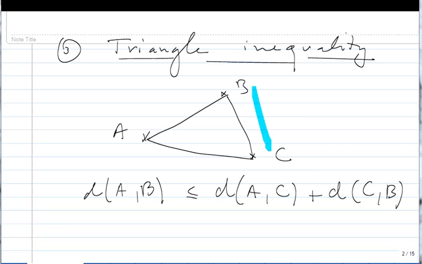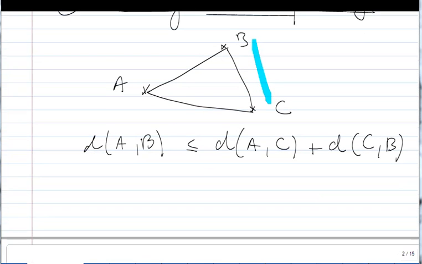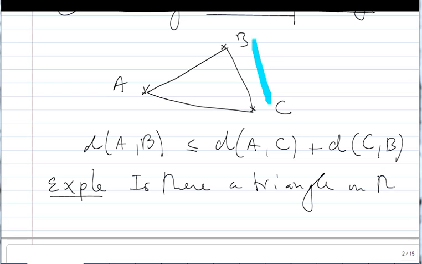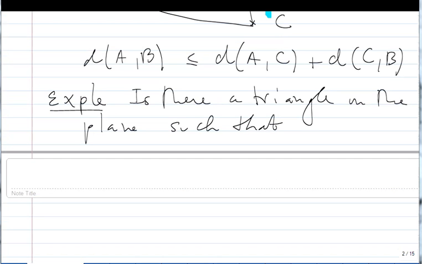This inequality can be used to give the student a baby geometry example: is there a triangle on the plane such that three numbers A, B, C are the lengths of the sides of the triangle?